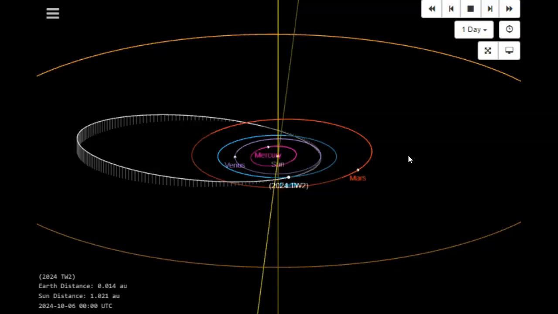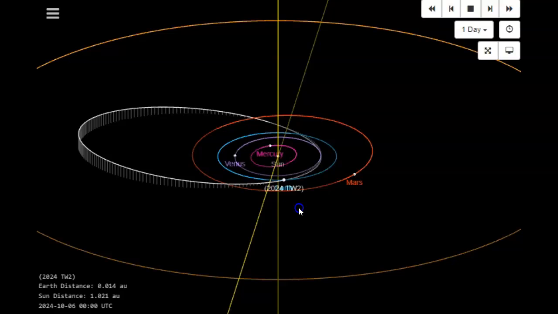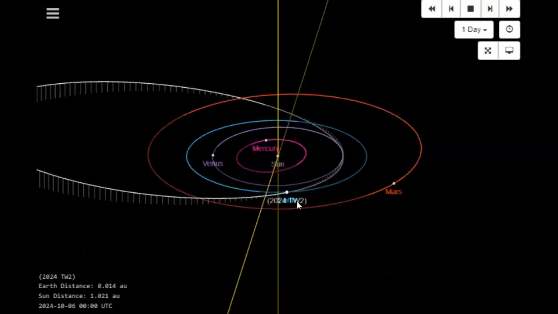Ladies and gentlemen, the JPL, Jet Propulsion Laboratory, has just announced an inbound NEO, near-Earth object. This is 2024 TW2, and this was just announced today. It's inbound for tomorrow, October 7th. We're going to go over this and see how close the shave's going to be.